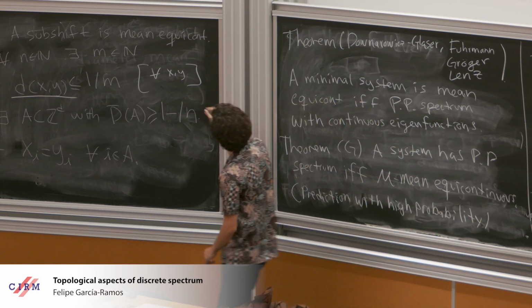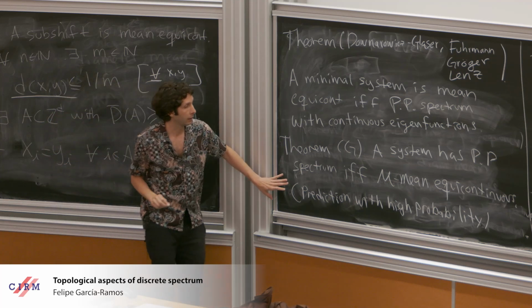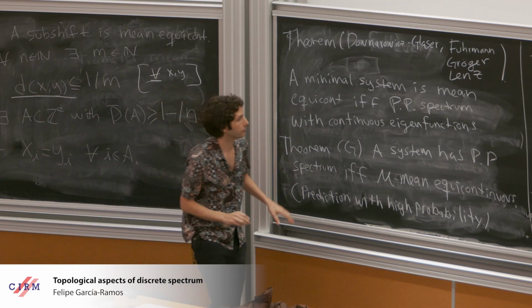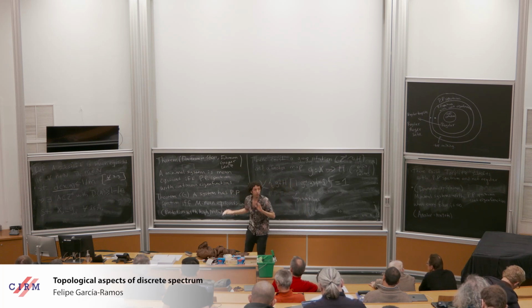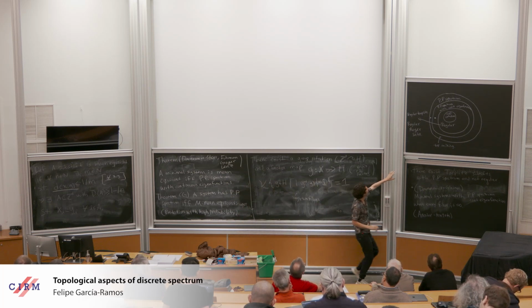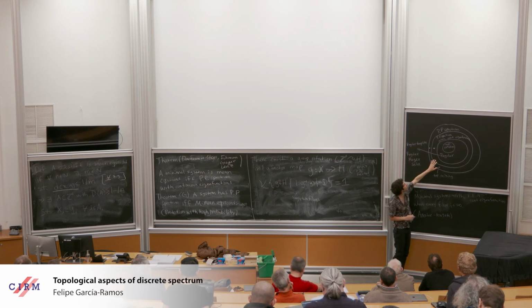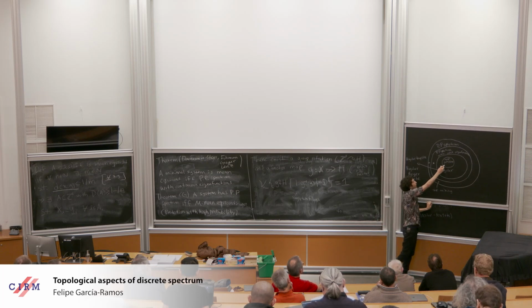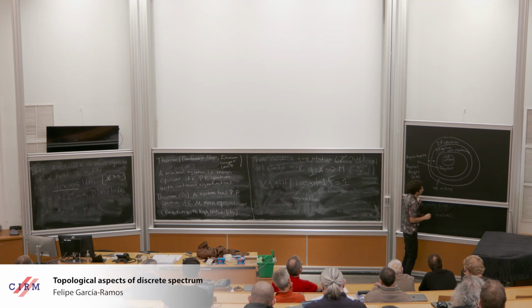So what we change is that "for all" becomes probabilistic in this definition. With these three results, we have the predictability versions of this, starting here with the equicontinuity and the regular.